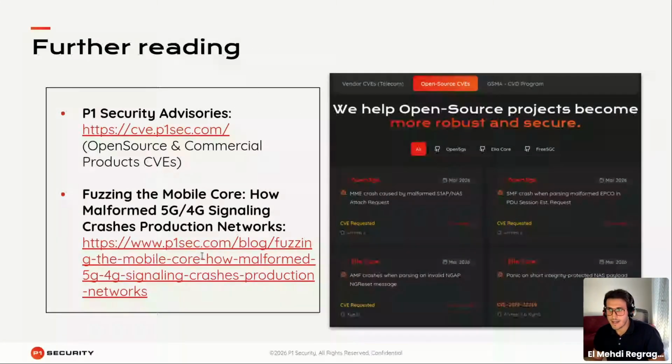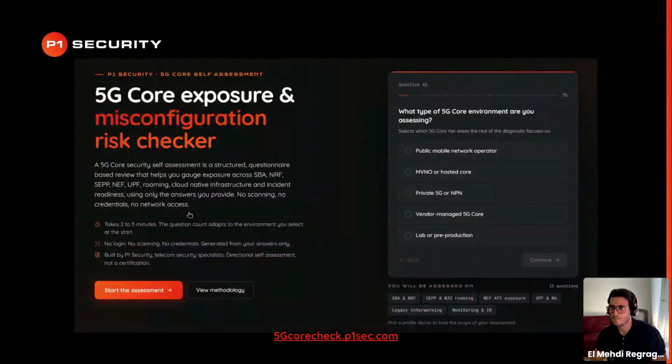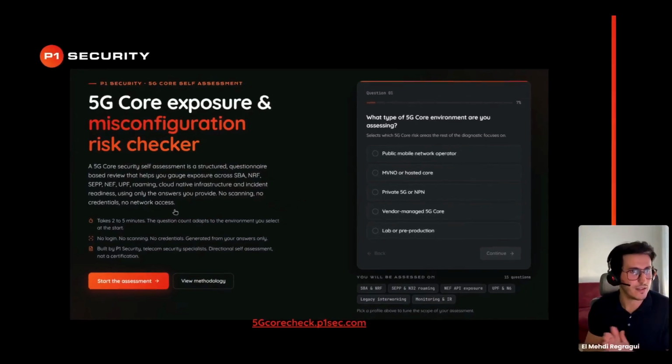For further reading, we have the Maintaining Security Built-in page with CVEs that stem either from the vendor perspective or from the open source perspective. On many occasions we have discovered crashes related to open source implementations of the 5G core, related, for example, to the AMF, SMF, and so on. And we also have an article talking about fuzzing capabilities and how you can conduct successful fuzzing and discover vulnerabilities within the telco protocols. And with that, I finish my presentation and will hand it over to Amin.